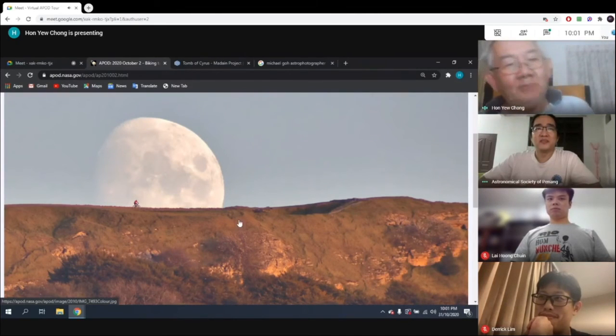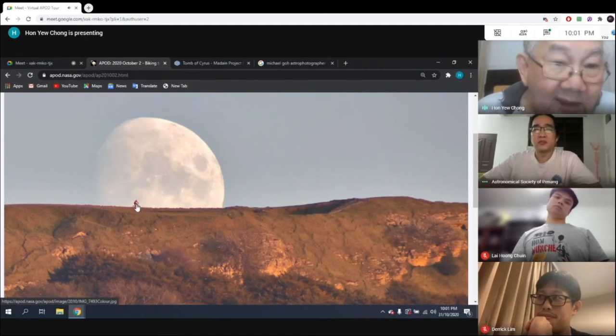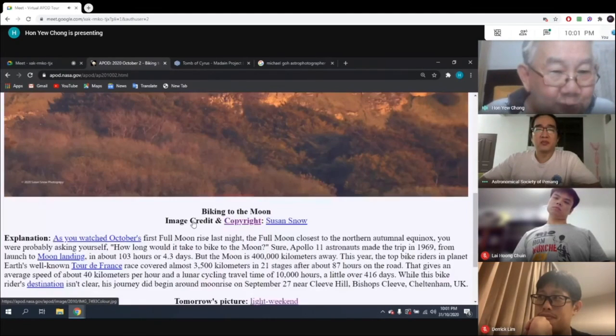Very nice, all right? Of course, if the distance between the camera and this person on the bicycle is closer, then the person will be big. The moon is still the moon, it doesn't change the size. If the person is closer to the telescope, then the person is even bigger, even nicer. All right. So I like to explain this type of picture.